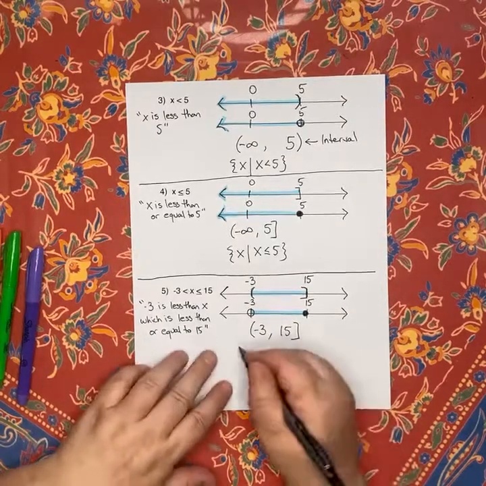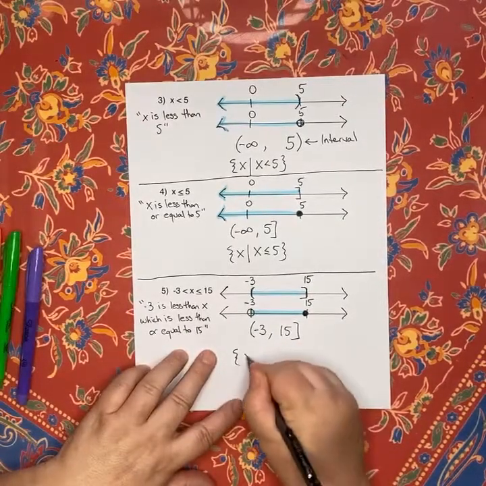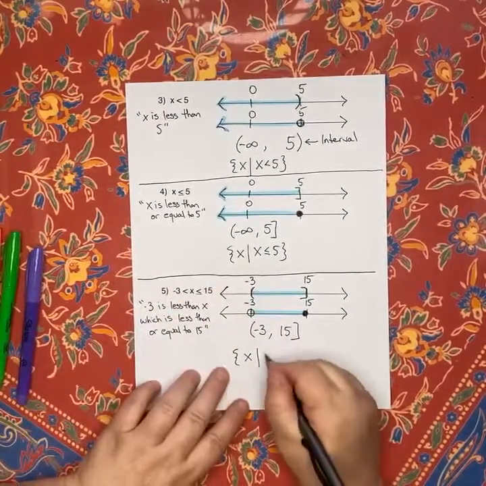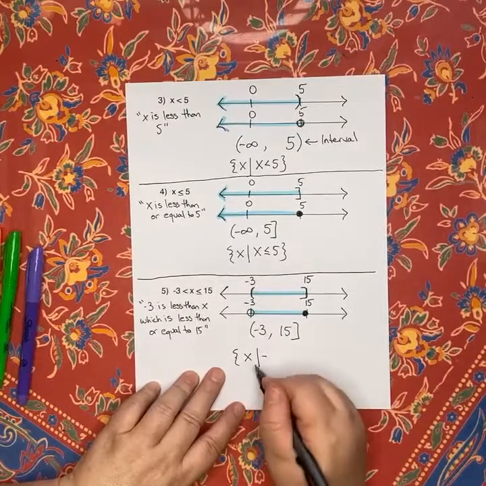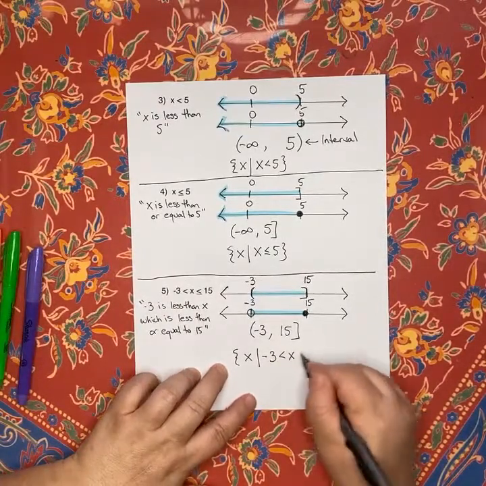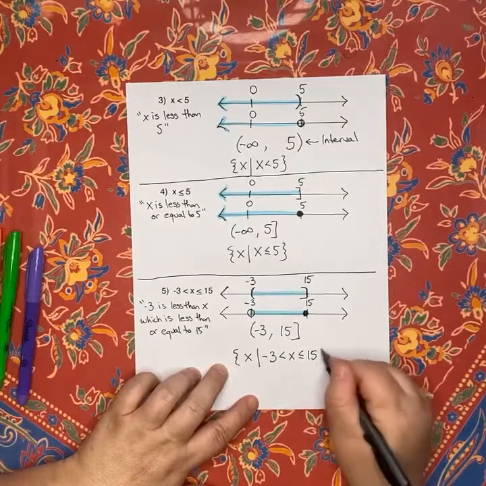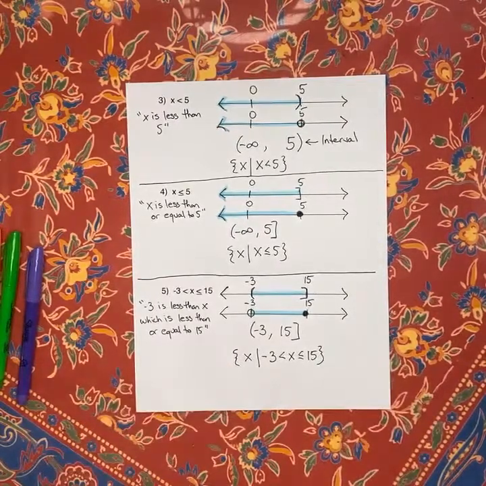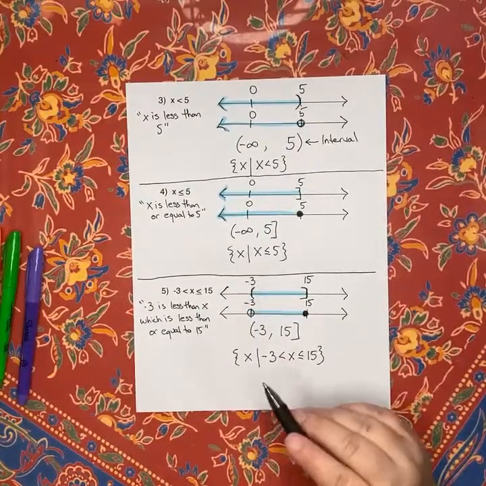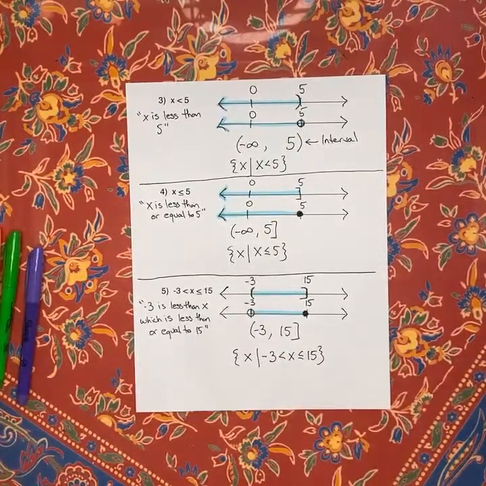And then the last thing that we can do, set builder, it's a little bit longer. I'm just going to take this whole thing and put it in there. The set of all x such that -3 is less than x, which is less than or equal to 15. Is 15 included? Yes. Is -3 included? No. Woohoo.